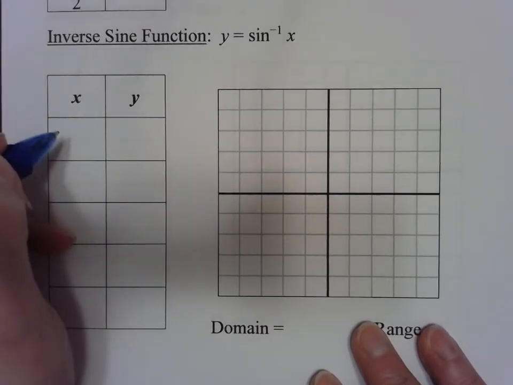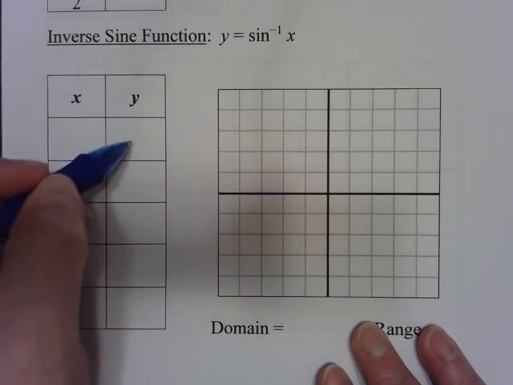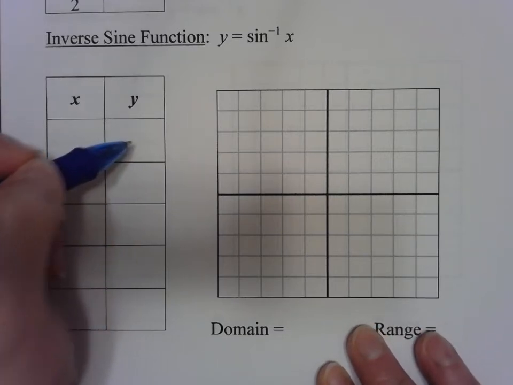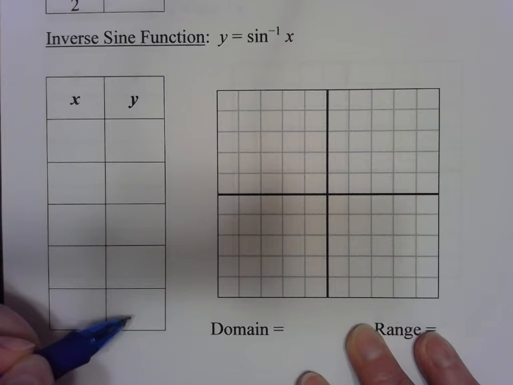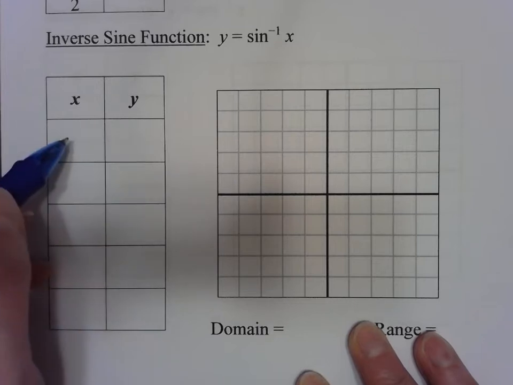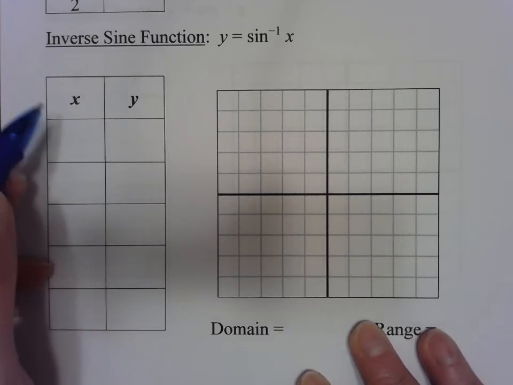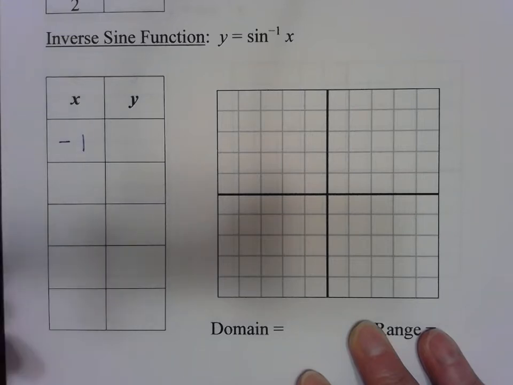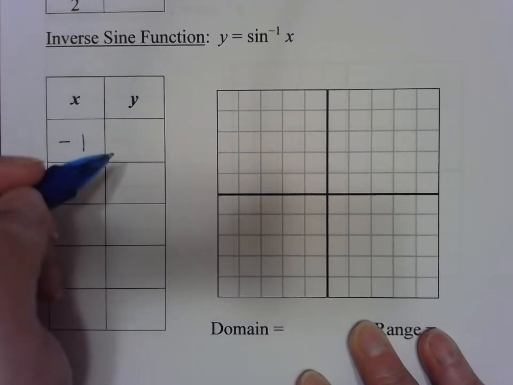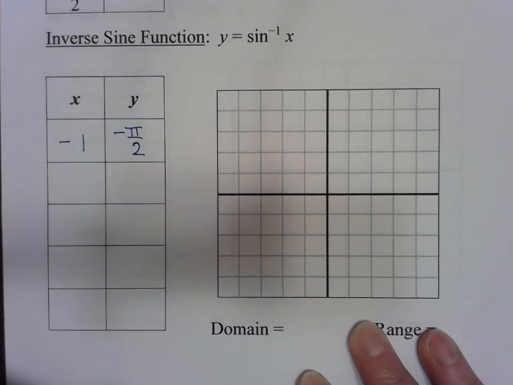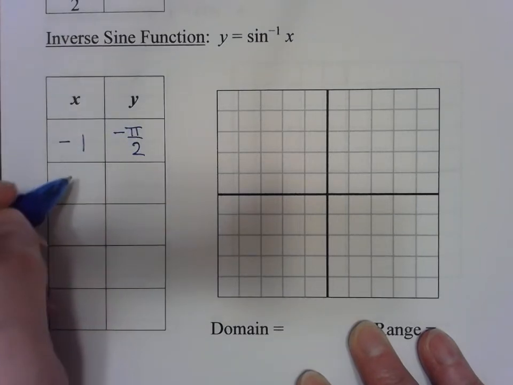Some people like to fill these in first. If that's easier for you, that's fine. I'm going to get out the angles between -pi/2 and pi/2. And what's going to give me those angles is the value of the sine, right? So if I put in -1, I get -1 when I take the sine of either 3pi/2 or -pi/2.